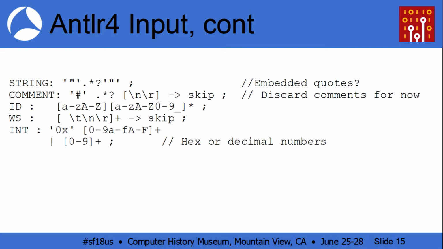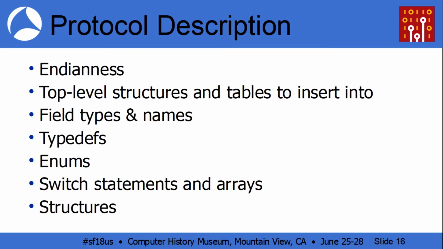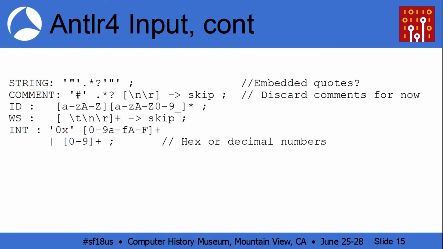White space is a space, tab, new line, carriage return. One or more of them, I throw them away, skip them, we're not interested in them. An integer consists of either a hexadecimal number, 0 through 9, A through F, etc., or 0 through 9, one or more of those. So I can deal with both decimal and hexadecimal numbers. Maybe we could add octal, but most people don't care too much about octal these days, although some older protocols do. So that's a little bit about the grammar that I use to generate the parser.